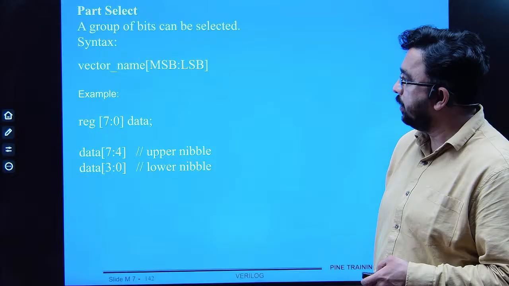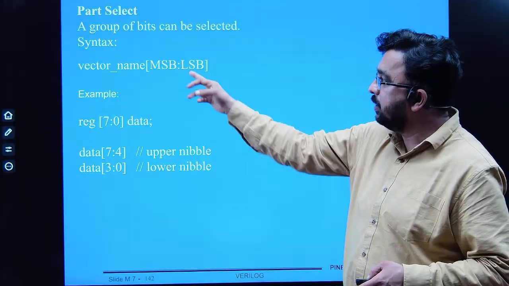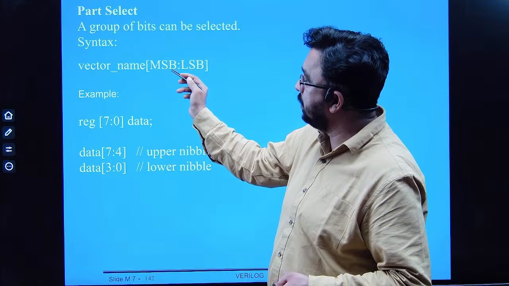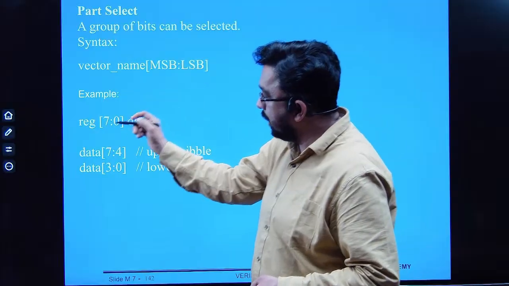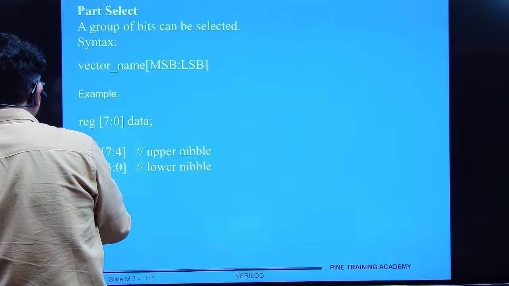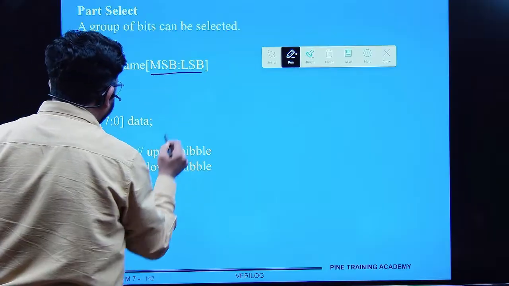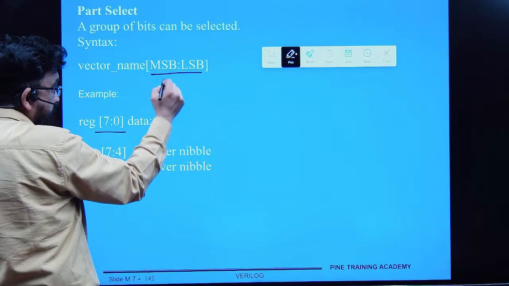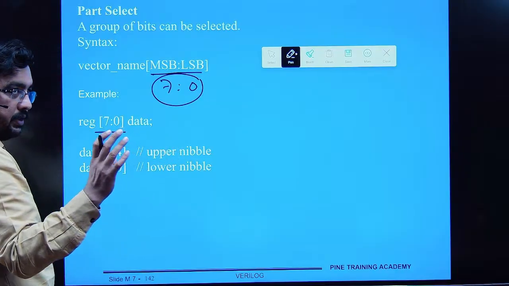So look, what is part select? A group of bits can be selected. Syntax, for example: vector name, MSB and LSB. Basically the data you want to pick will come in the form of MSB and LSB. For example, you have 8 bit data. Now you have to call the bits between 7:0, then you have to call the data between 7 to 0.